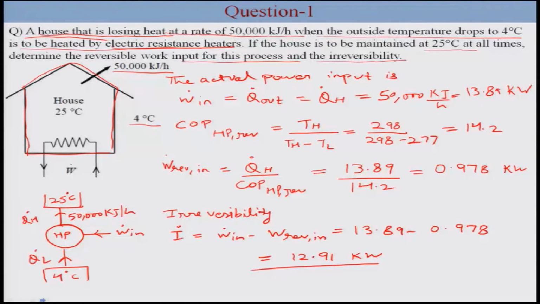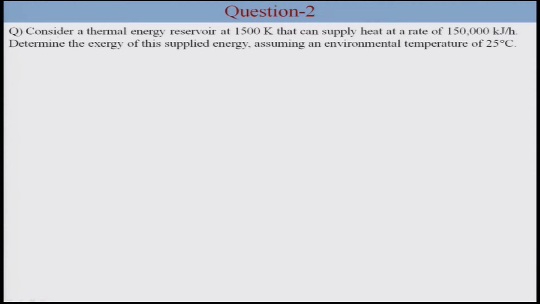Moving on to the next question. In this question, consider a thermal energy reservoir at 1500 Kelvin that can supply heat at a rate of 150,000 kilojoule per hour. Determine the exergy of this supplied energy assuming the environmental temperature at 25 degrees Celsius.